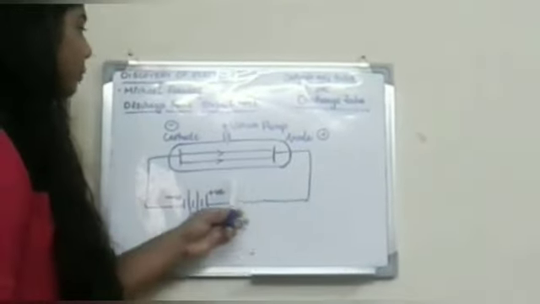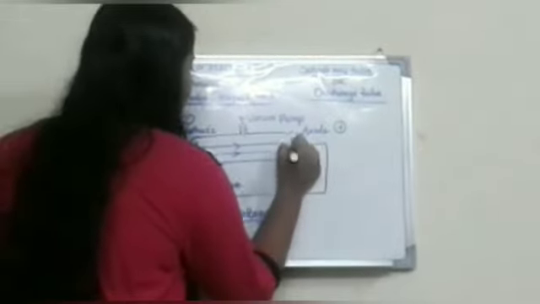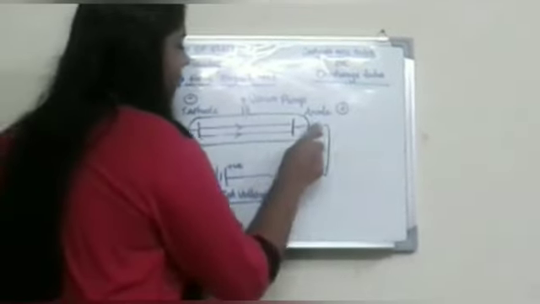The discharge tube experiment is like this: he took a discharge tube, which is made of glass, and the discharge tube is also known as a cathode ray tube. Inside the discharge tube we have two electrodes. The electrode connected to the negative terminal of the battery is called the cathode, and the electrode connected to the positive terminal of the battery is called the anode.